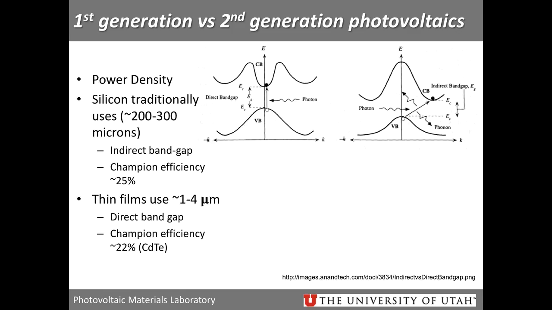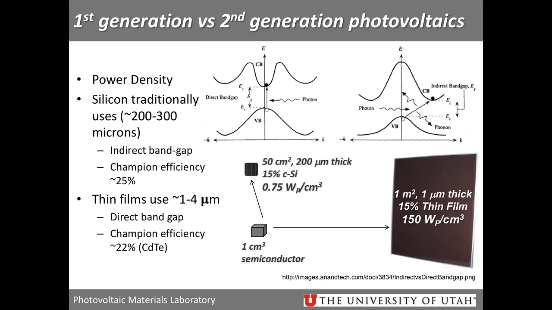Whereas if you look at thin film technologies, they have direct band gaps, so it's a very simple absorption process. They have orders of magnitude higher absorption coefficients, and so you can achieve comparable efficiencies with 100 to 200 times less material. So you can think of it, if you take a cubic centimeter of semiconductor, silicon, that would create about 50 square centimeters, and for a thin film, you get about a square meter.